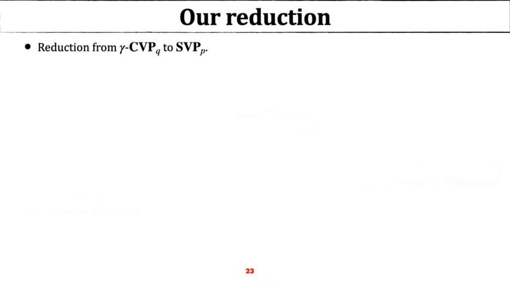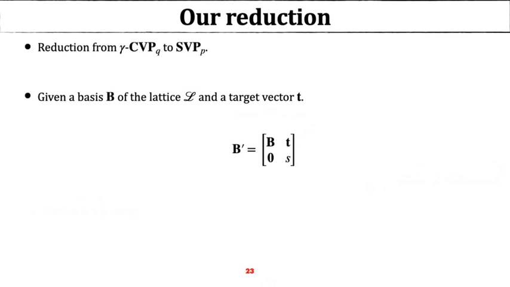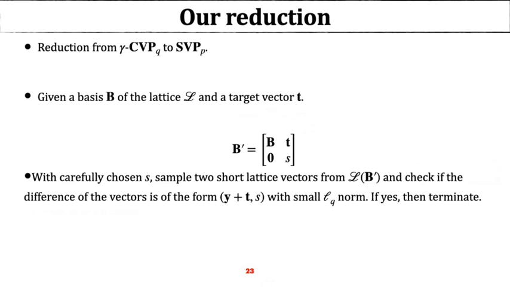So in this reduction, we are given a basis b and the target vector t. We construct a new basis b prime, and with a carefully chosen value of s, we sample two short lattice vectors from the lattice L prime, and we check if the difference of the two vectors is of the form y plus t comma s, and also their norm is small. If we get a vector of such kind, then we terminate, otherwise we repeat.